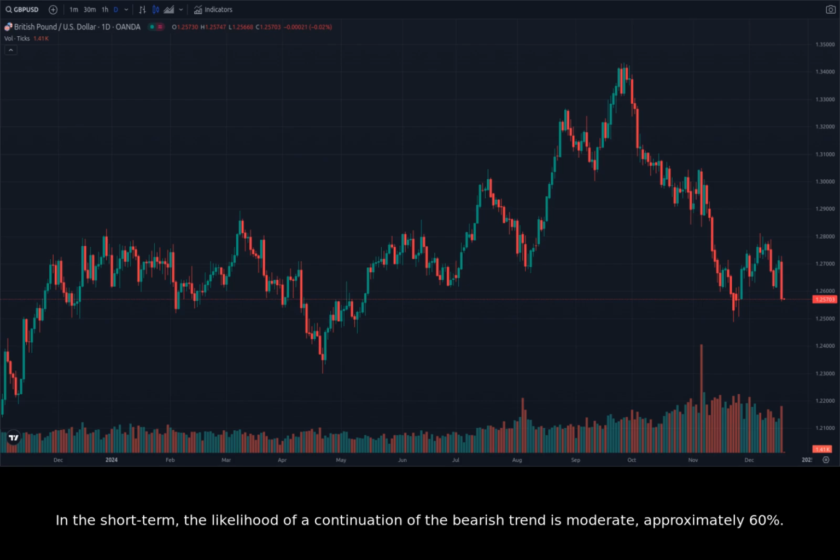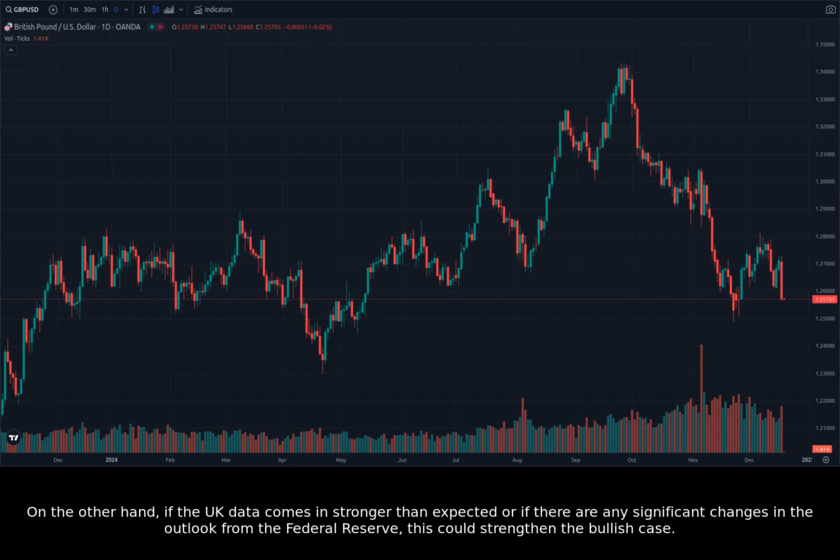In the short term, the likelihood of a continuation of the bearish trend is moderate, approximately 60%. This likelihood increases if economic data from the UK continues to underperform expectations. On the other hand, if the UK data comes in stronger than expected or if there are any significant changes in the outlook from the Federal Reserve, this could strengthen the bullish case.